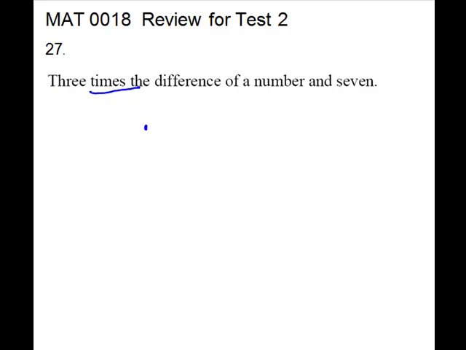We have 3 times, and we expect the second piece of this multiplication. What we get instead is another operation or quantity word. Anytime that happens, the second one should go in parentheses because we want 3 times the whole thing. And then inside the parentheses, we'll translate that word. So difference is subtract.